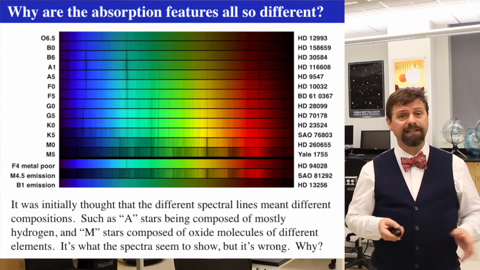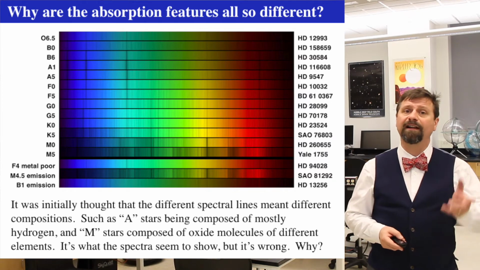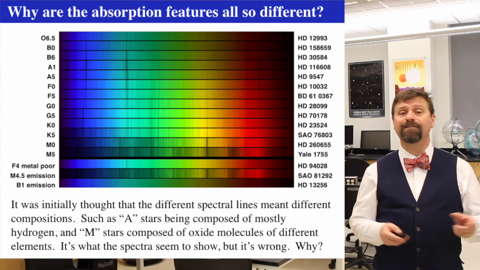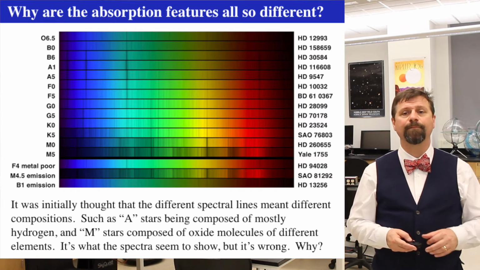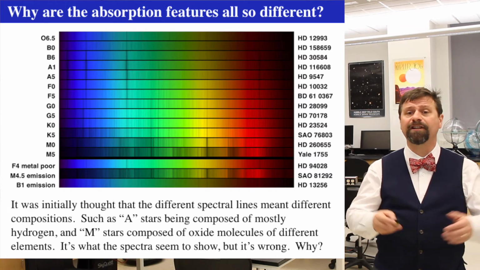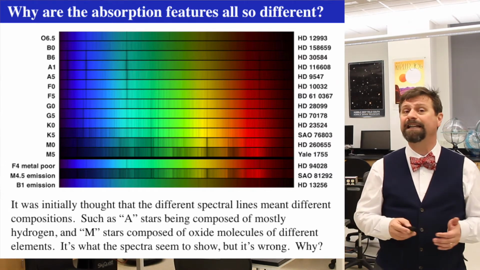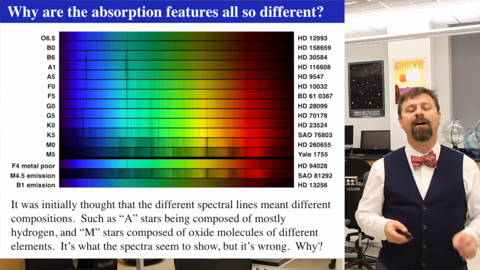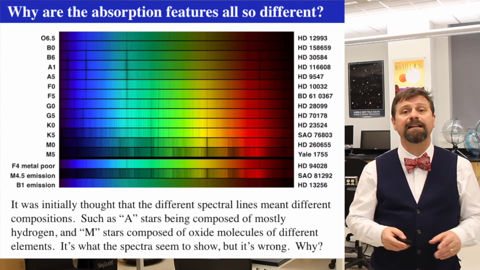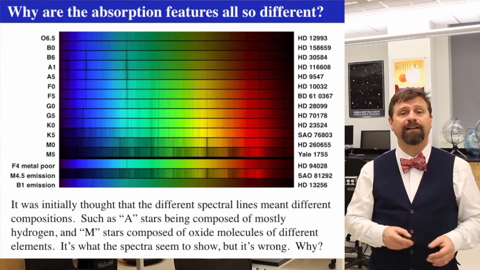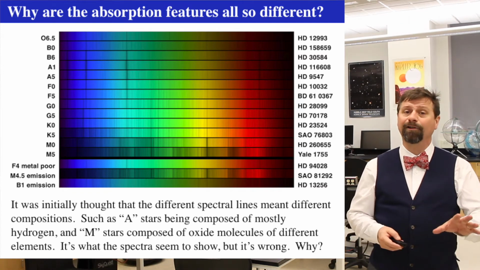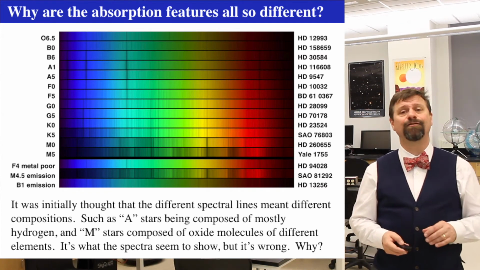So it's totally natural to think that the absorption lines in a star would be directly related to the composition. And that's what was thought for a very, very long time. So therefore people thought that A stars were primarily composed of, say, hydrogen, and M stars were primarily composed, in their atmospheres at least, of oxide molecules of different elements such as titanium oxide and vanadium oxide and carbon monoxide and all sorts of other things where spectra could be obtained. However, that's wrong. And that's interesting how that's wrong.